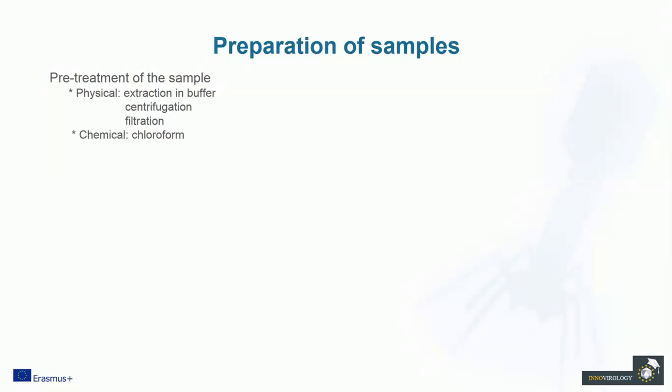When the sample is available, the phages are isolated. First, the sample is pre-treated both physically, for example by extraction in a buffer solution, by centrifugation, or by filtration, as well as chemically by chloroform killing the bacteria present in the sample. The pre-treatment is followed by an enrichment step.